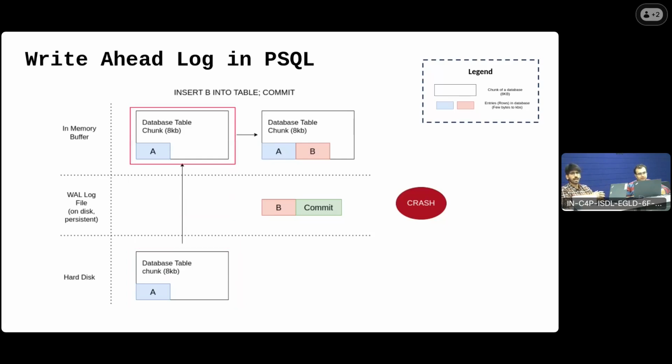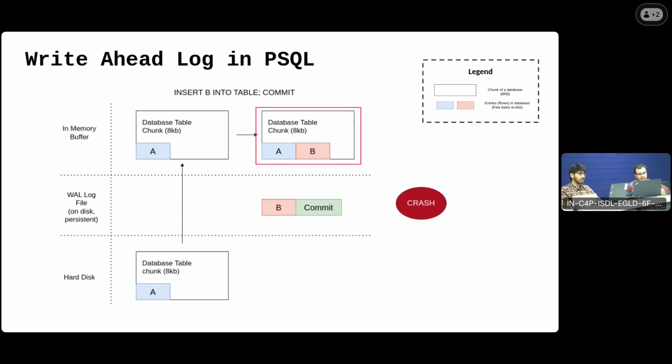The chunk already has some data element called A inside it. Now we want to add B into it. So we add B to the chunk, which is still in memory. Obviously, we don't always write to the hard disk immediately. We keep it in memory so that it's faster.